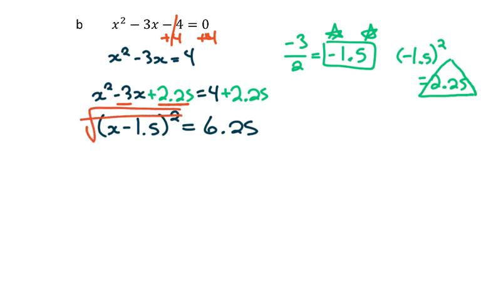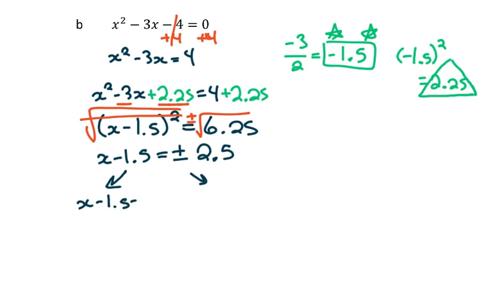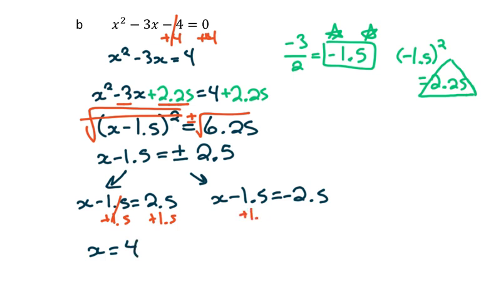We'll square root both sides, cancel off that exponent, and have a plus or minus. On the left, we have x minus 1.5 equals plus or minus. When we do the square root of 6.25, we get a nice, easy 2.5. Take this, split it. So x minus 1.5 equals 2.5, and x minus 1.5 equals negative 2.5. Add 1.5 to both sides. On the left, we have x equals 4. Do the same thing on the right, and we get x equals negative 1.